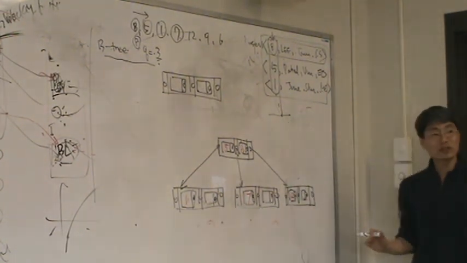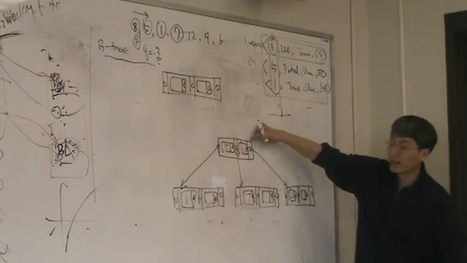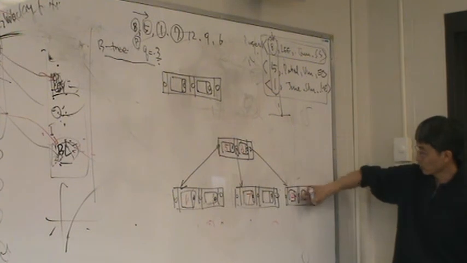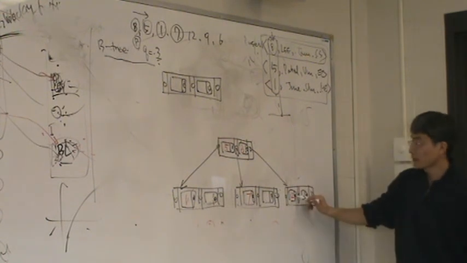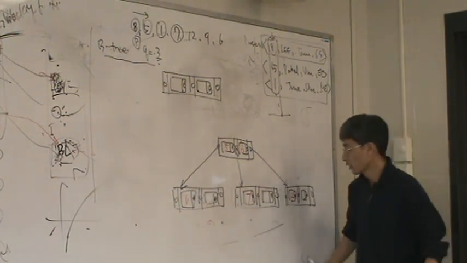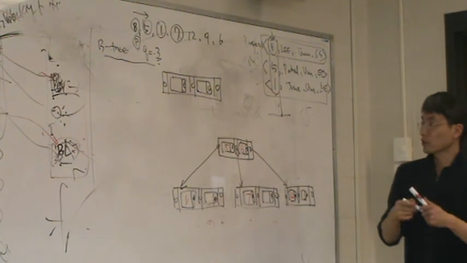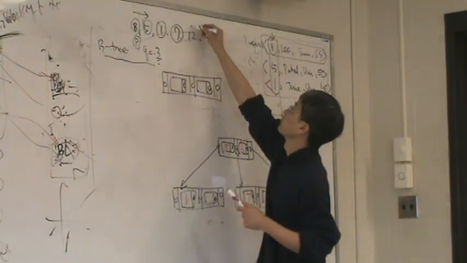So how can you search the data pointer? Data 12. 12 is bigger than 8, going to this one, 12 is here. So probably this one is a pointer of data. But we will simply ignore this data pointer. The next, 9.